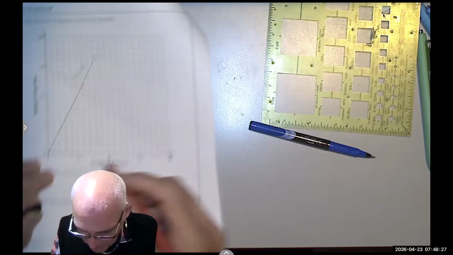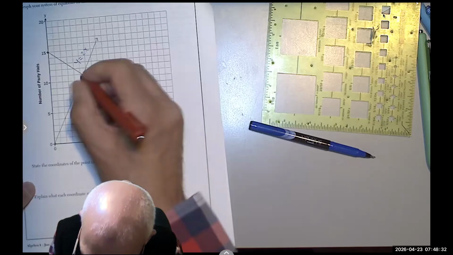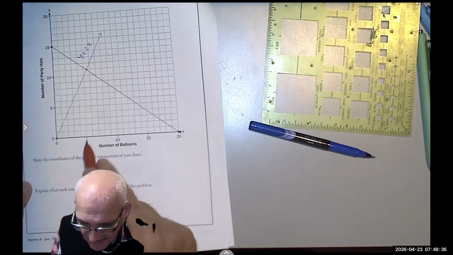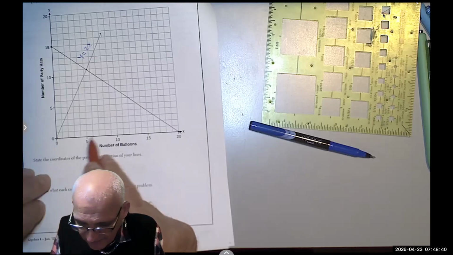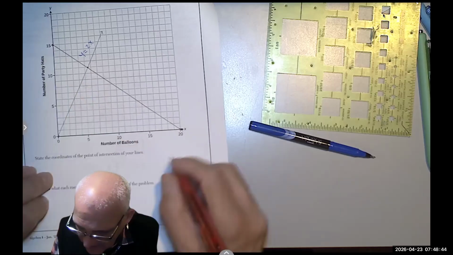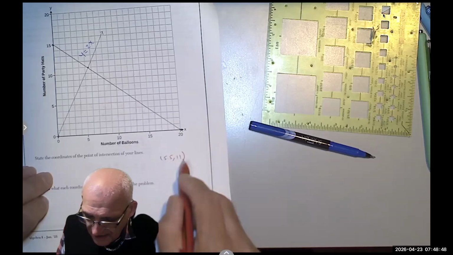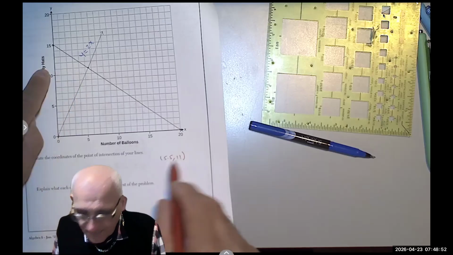Okay, so they want you to state the coordinates of the point of intersection on your graph. The point of intersection is here. It seems like it's 5.5. I don't know for sure. It looks like 5.5 for the x and 11. I know that y equals twice x. So if I know that this is 11, that must be half of that.